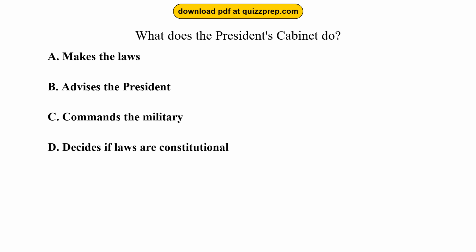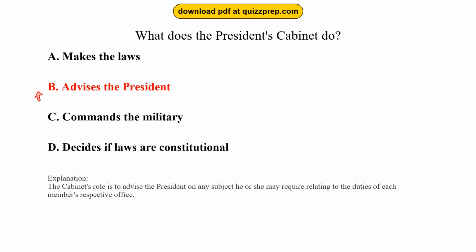Option B, advises the President. Option C, commands the military. Option D, decides if laws are constitutional. The correct answer is option B, advises the President. The Cabinet's role is to advise the President on any subject he or she may require relating to the duties of each member's respective office.